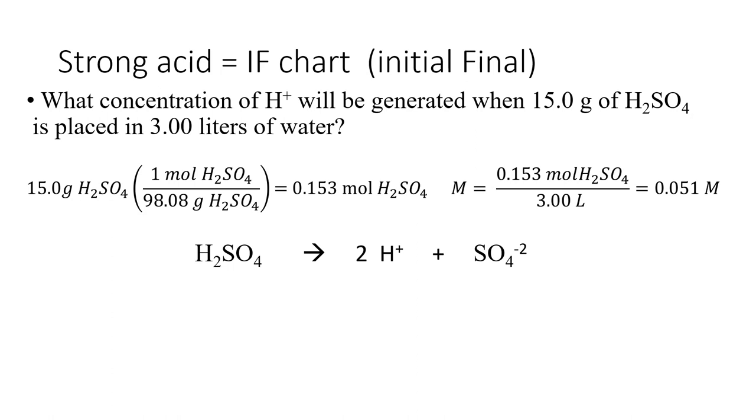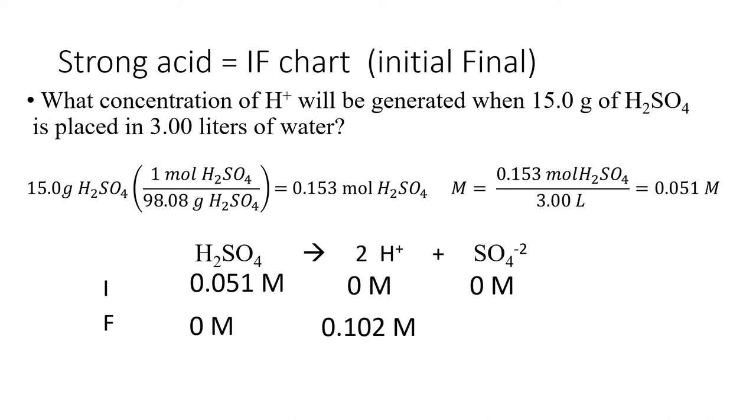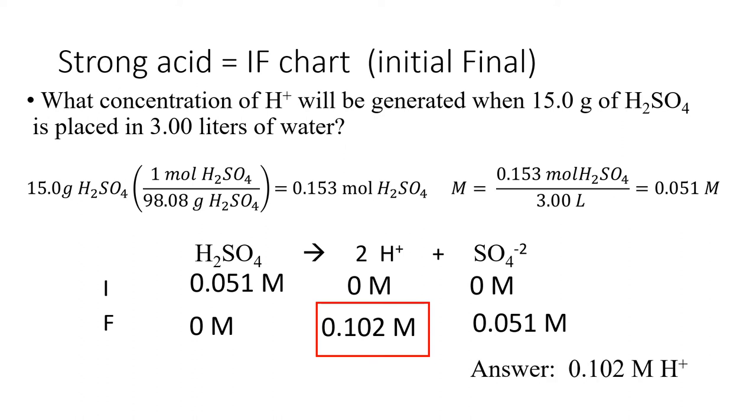All right, so first we have to understand that this particular sulfuric acid will give 2 hydronium ions. So as I set up my ICE chart, we'll notice I have 0.051 molar of my acid and 0 for my ions initially. That will then switch to 0 of my acid, and since it's a 1-to-2 ratio, we have to double that molarity. And for the sulfate, it'll be the same. So what's my concentration going to be? Well, there you have it.